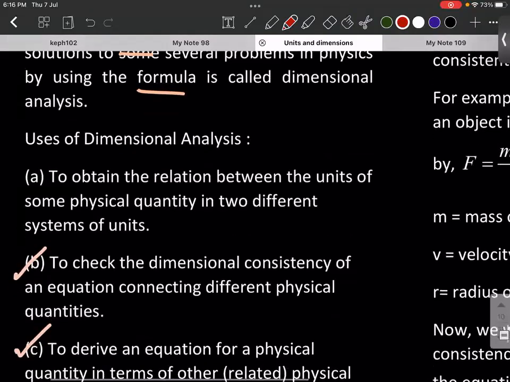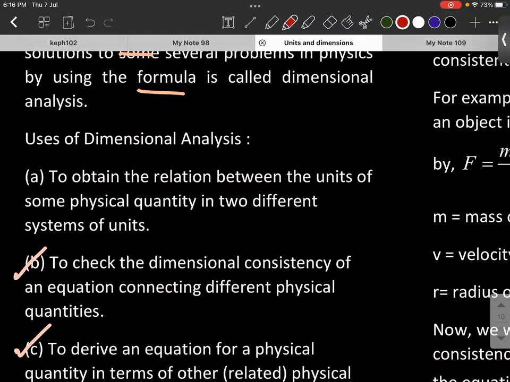Second, to check the dimensional consistency of an equation. The meaning of dimensional consistency is, for example, let's say I'm going in a car and the police has caught us. If you overspeed on a particular route where the limit is 60, they'll catch you. Let's say you got caught for 62. That 62 is generally measured in what units? Kilometer per hour, because you went in a car.